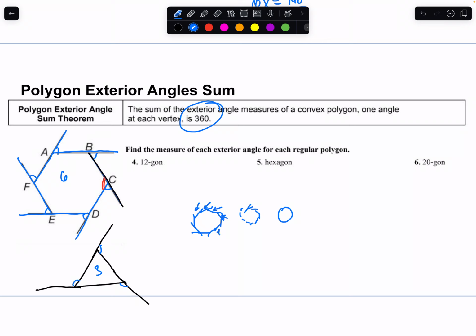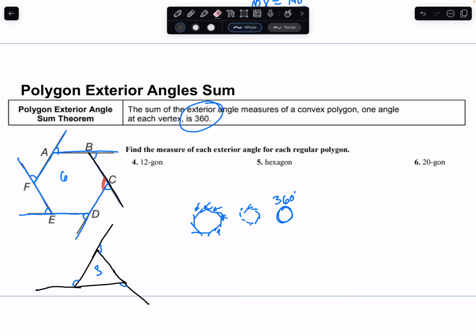If I go to 100, it's going to get smaller and smaller and smaller. If I go to 1,000, it's going to get smaller and smaller and smaller. The higher the number of sides of a polygon, the smaller the angle is going to go until eventually it creates a circle, which is 360 degrees. So, the angles on the outside of any polygon will always add up to 360 degrees.